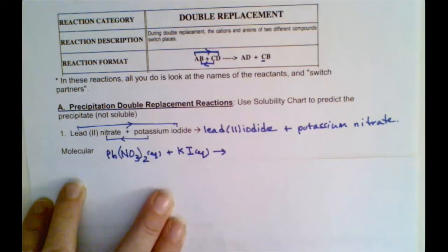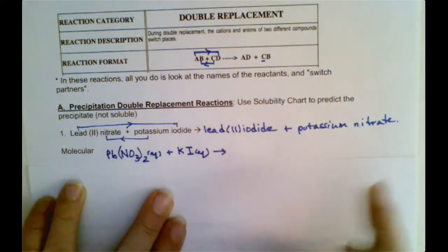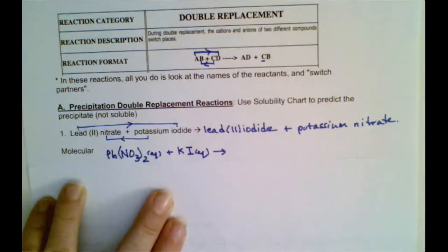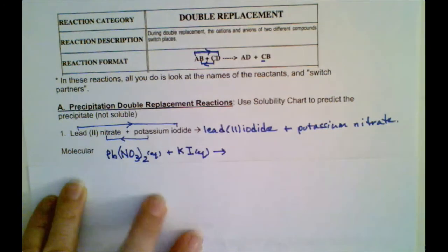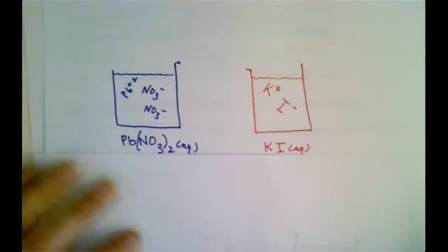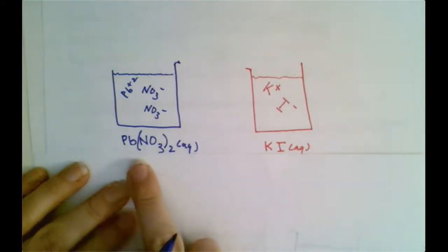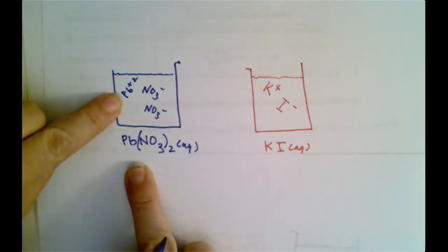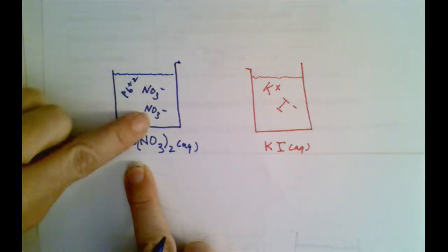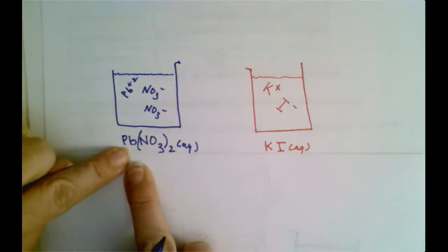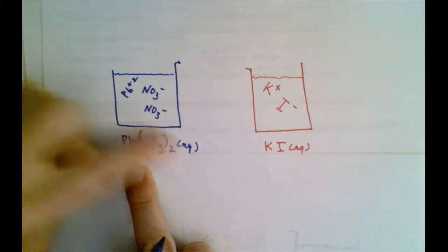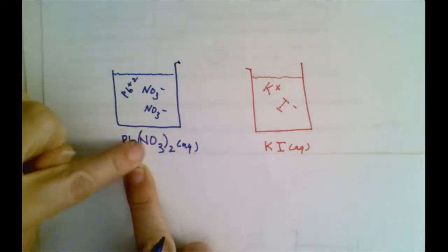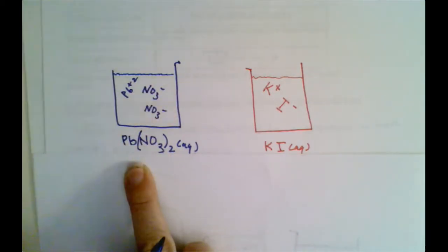Now, what are the products we've already established are going to be lead 2 iodide and potassium nitrate? Let's take a look at that in terms of the ions that are created in solution. So here I've got a visual for us. When we take lead 2 nitrate and we dissolve it in solution, you have mobile ions floating around. You have lead 2 ions and nitrate ions. And what I've done is I've looked at the ratio. So for every one of these, you get 1 lead and you get 2 nitrate. So I tried to depict that within the beaker.